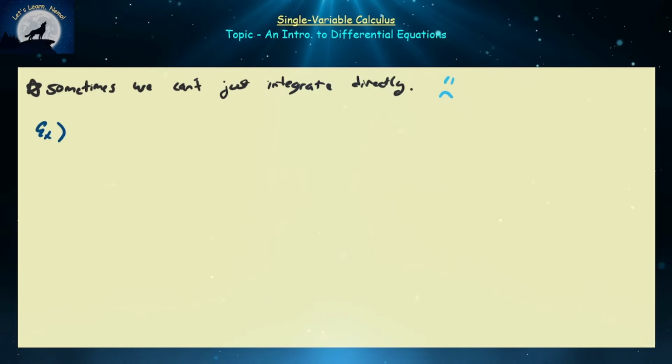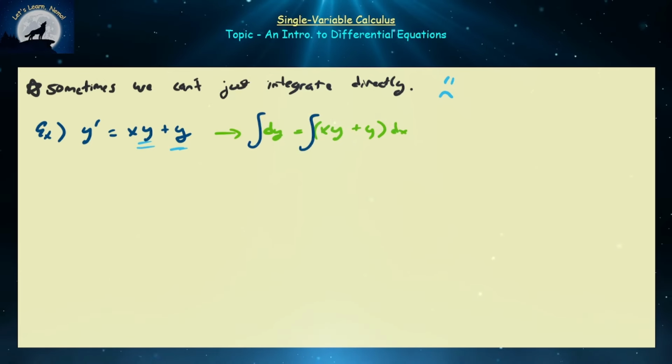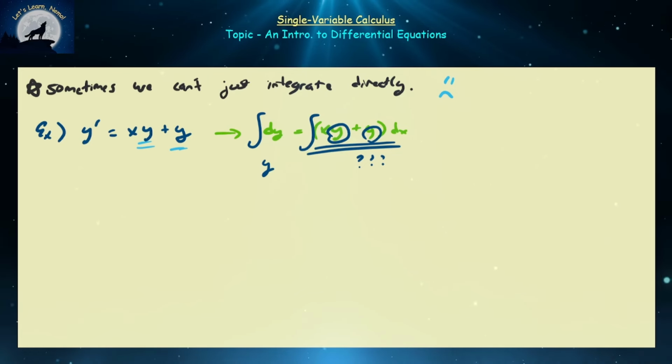Take for a basic example, y prime is equal to xy plus y. Notice that we have x's on the right-hand side and also y's on the right-hand side. So if we were to just integrate both sides of this equation with respect to x, you're going to have dy is equal to xy plus y multiplied by dx, and then we would integrate both sides, and the integral of dy would just be y. But on the right-hand side, we don't know what y is, so we can't integrate what x times y is, right? So pretty much this gives us what we call an integral equation, which is sometimes even more difficult to solve than that of a differential equation.